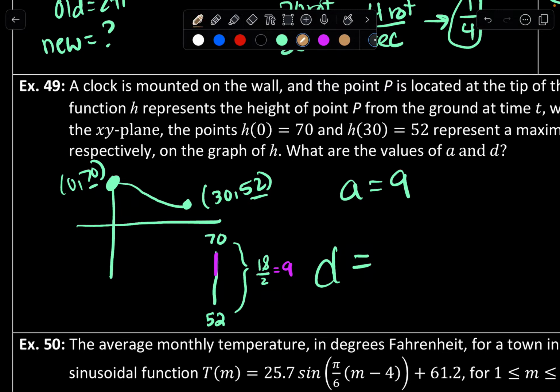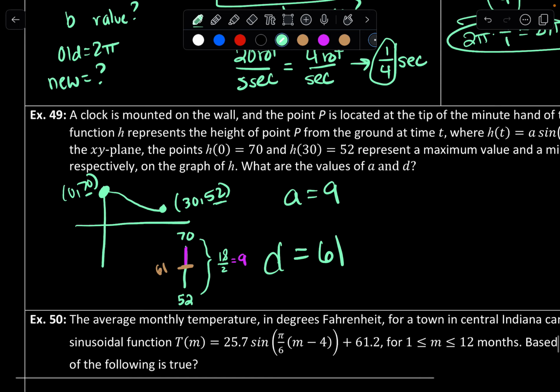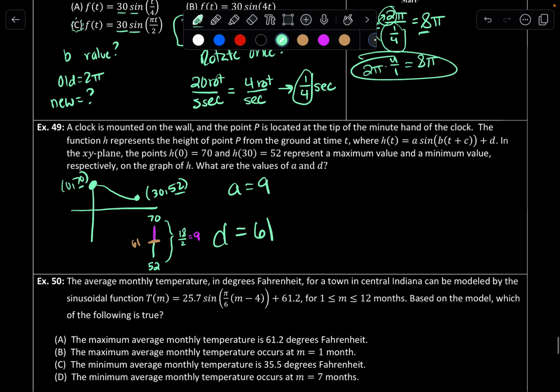And then I can use this to find the midline, which is going to be halfway of that. So if I'm at 70 and I go down 9 units, I end up at 61, which is our midline. So we'll have 61 for the D value. There are multiple ways to approach this. As long as you know that your process works, go ahead and use that.